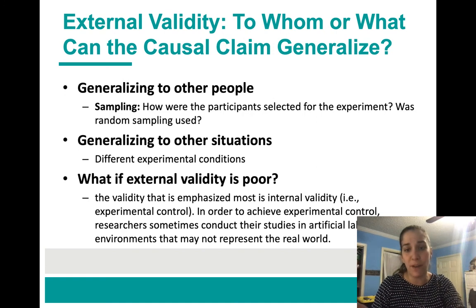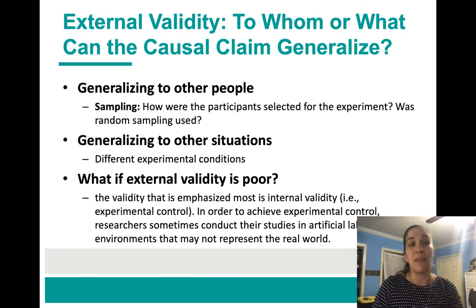So in order to achieve experimental control, in order to say that the difference in your DV is actually caused by your independent variable, we sometimes select a convenient sample, and we sometimes conduct studies in artificial scenarios, artificial lab environments that don't necessarily represent the real world, but make sure that we can say for sure that this independent variable is the thing that is impacting this dependent variable.